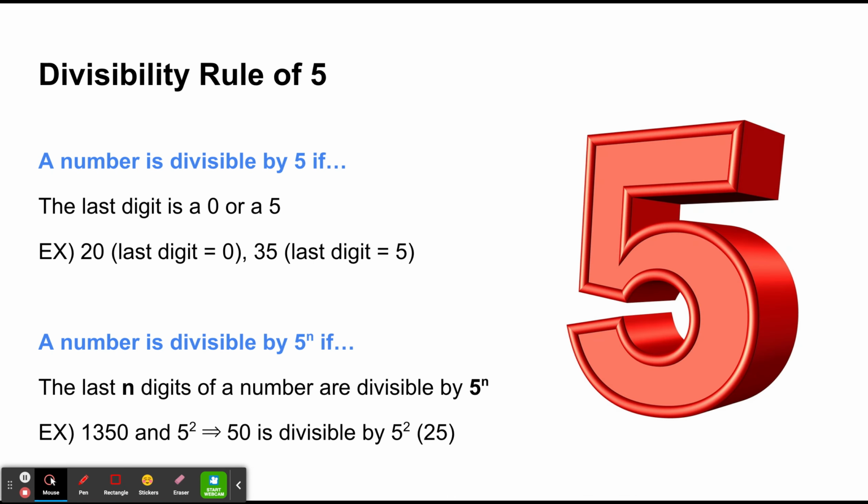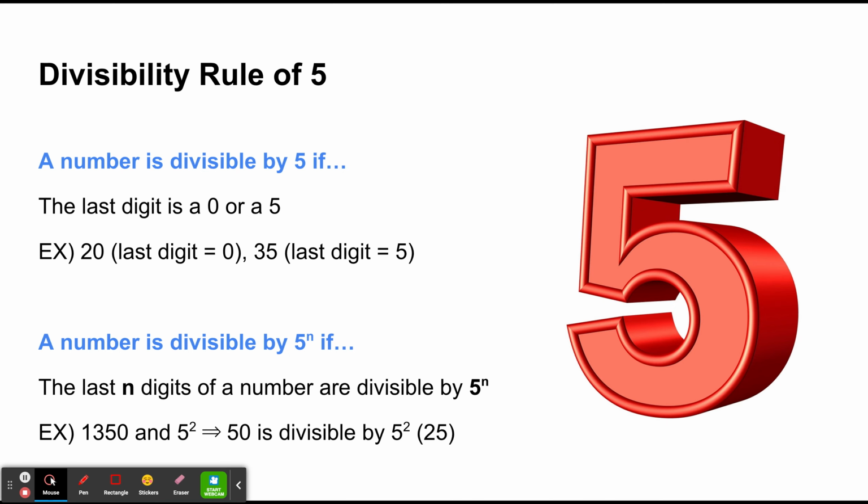The rule of 5. A number is divisible by 5 if the last digit is either a 0 or a 5. That will be quite easy, as you already all know. 20, the last digit is 0; 35, the last digit is 5, so they are divisible by 5. And a number is divisible by 5 to the nth power if the last n digits of the number are divisible by 5 to the nth. The same applies as for 2 to the nth power.